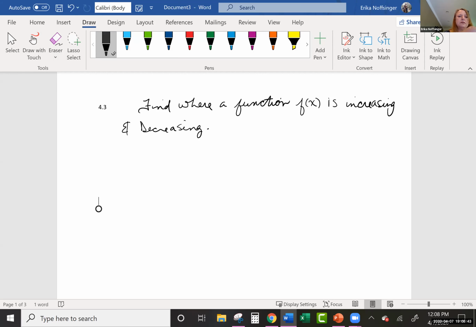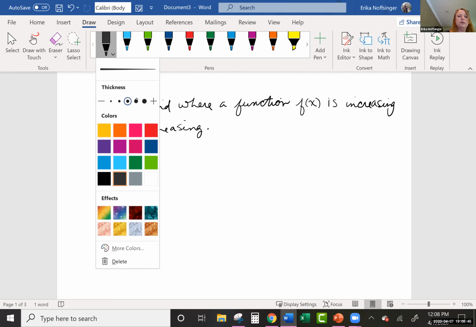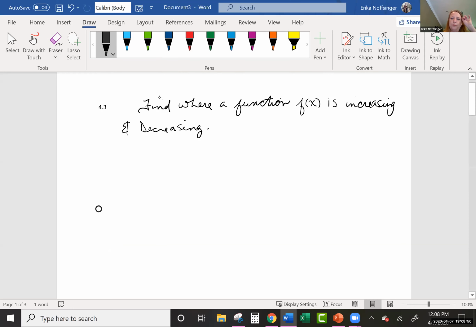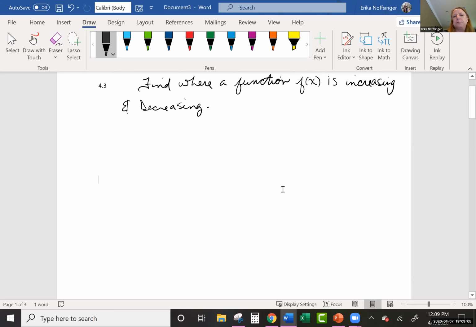What else do we have to do? We also need to find out where it's defined, because if we have asymptotes, we might be increasing on one side and decreasing on another. The other thing that we need is it has to be differentiable. Okay, so let me just give you a rule. I'm going to just use this as a guide.